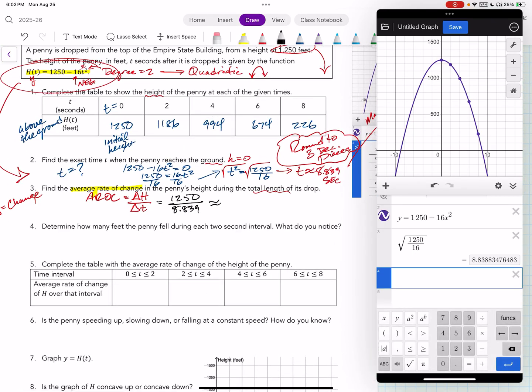Okay, so here we go. 1250 divided by 8.839. This is not exact, this is approximate because I rounded. And the average rate of change is 141.419 if I keep rounding to three places. And then it's feet per second. Always include units.